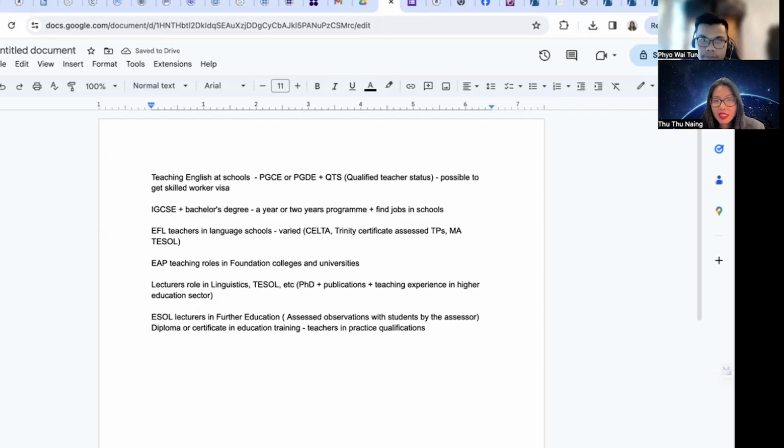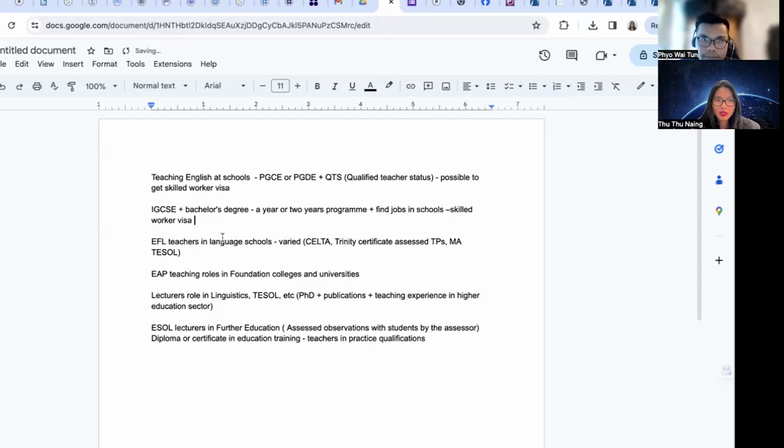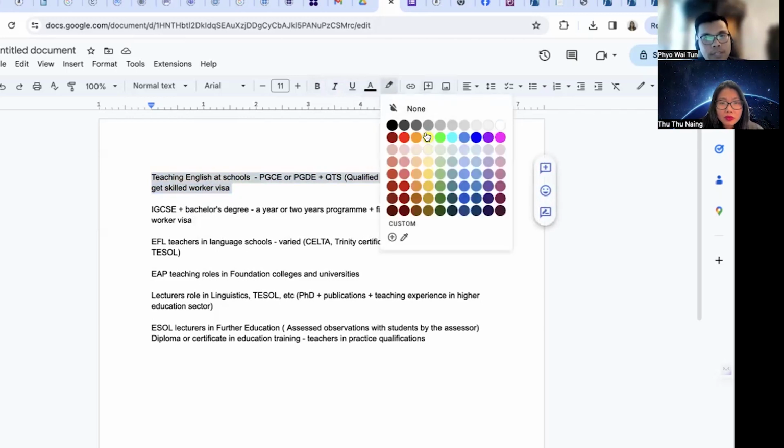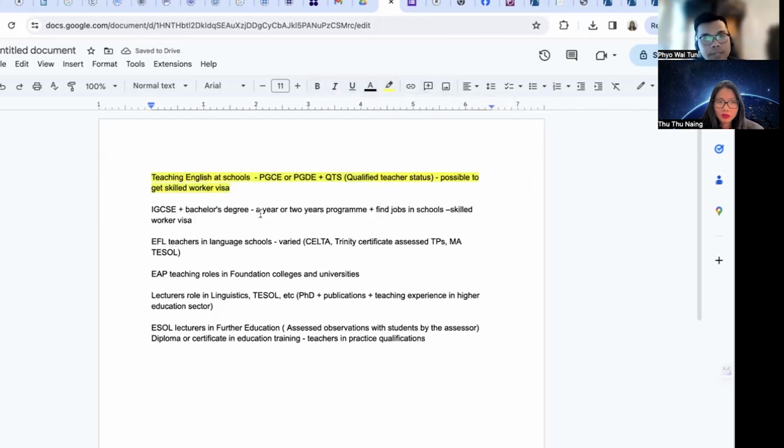Yeah, Pui, do you have any other information to add to this category? Thank you, teacher. I think that will be the challenge for us, because we need IGCSE. Basically, most teachers, including me, came from the kind of traditional school background. So if you have studied in international schools, then maybe you might get that qualification, IGCSE.